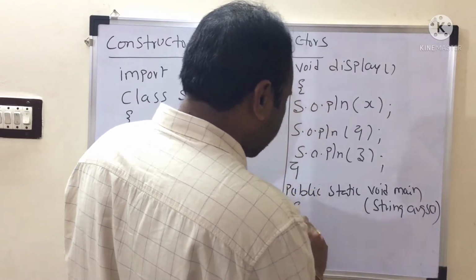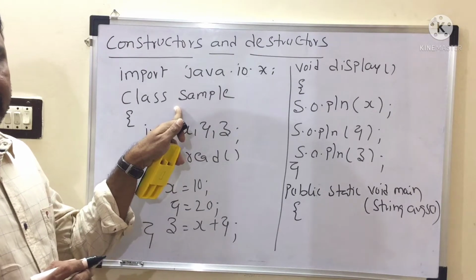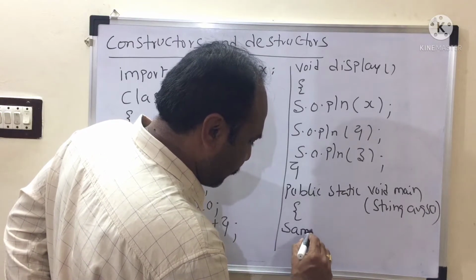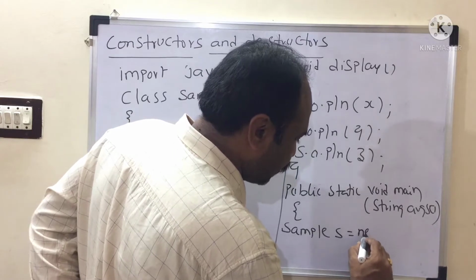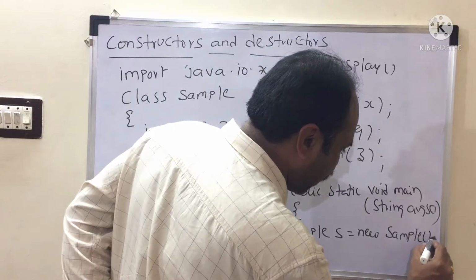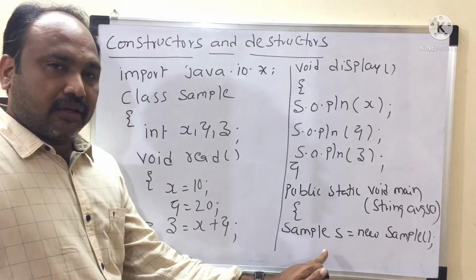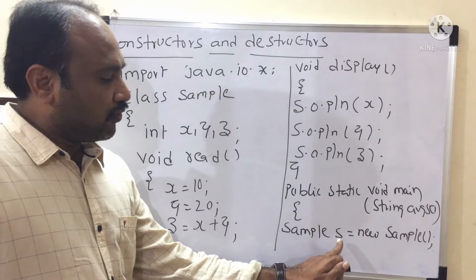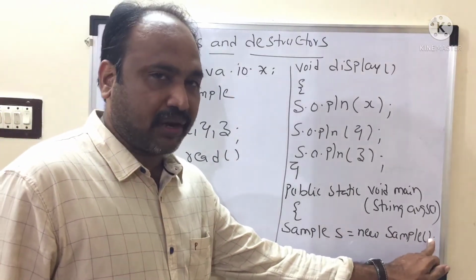Which class data do I have to access? Sample class data. To access Sample class data, we have to write the class name Sample, object name s equal to new class name, which class? Sample followed by parenthesis. This is the syntax to create an object of a class. Sample is the class name, s is the variable name, equal to new class name followed by parenthesis.